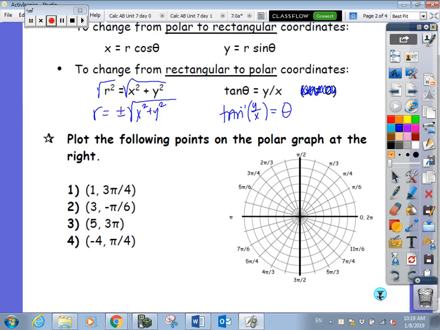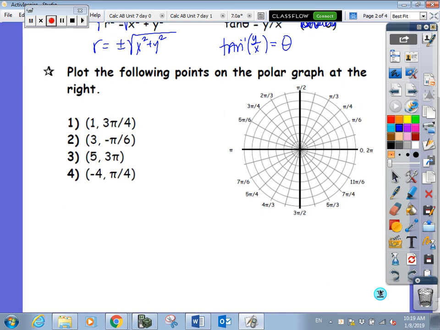Now, first, so before we can do that, we have to understand where those points are plotted. So here are 4 different points. Now, notice these circles right here. Those are like the radius, so the rings. Here r is 1, 2, 3, 4, 5, 6, 7. So it goes up to 7 right here. And then the points around there are labeled for you. They won't be blank. They'll be on there for you. All right, so 1, 3 pi over 4.